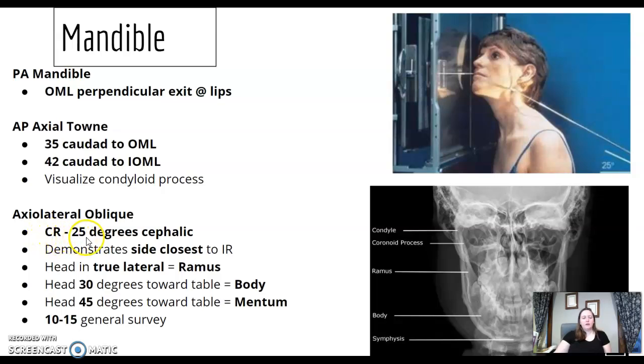Textbook oblique, you're going to use a 25-degree cephalic angle. It demonstrates the side closest. So true lateral, straight on with just the tube angled, the ramus. 30 degrees toward is the body. 45 is the mentum. Just think steeper degree, more anterior here. So this is your 45. A little bit less is the body for 30. The 10 to 15 is just the general survey.